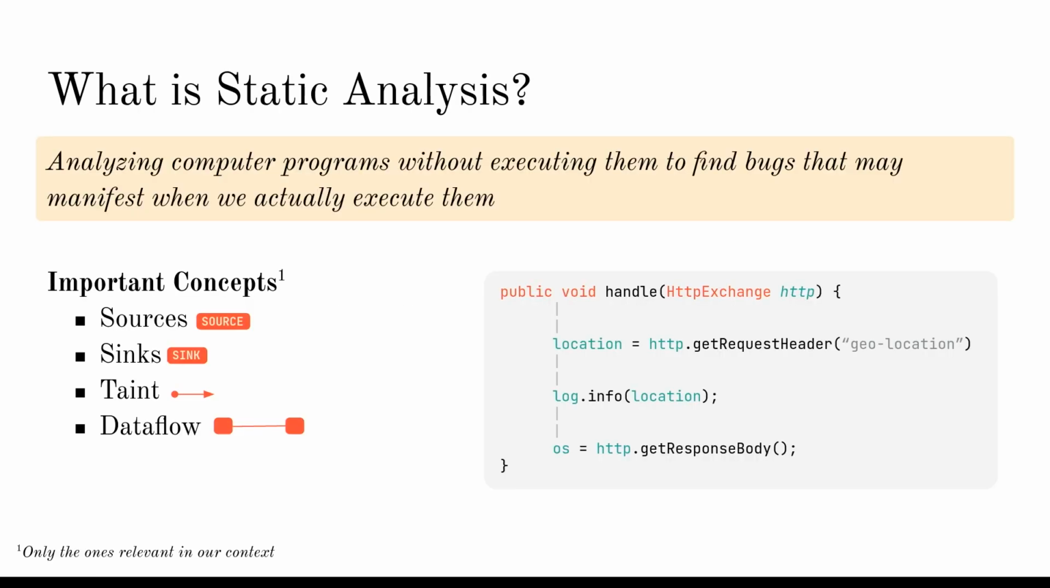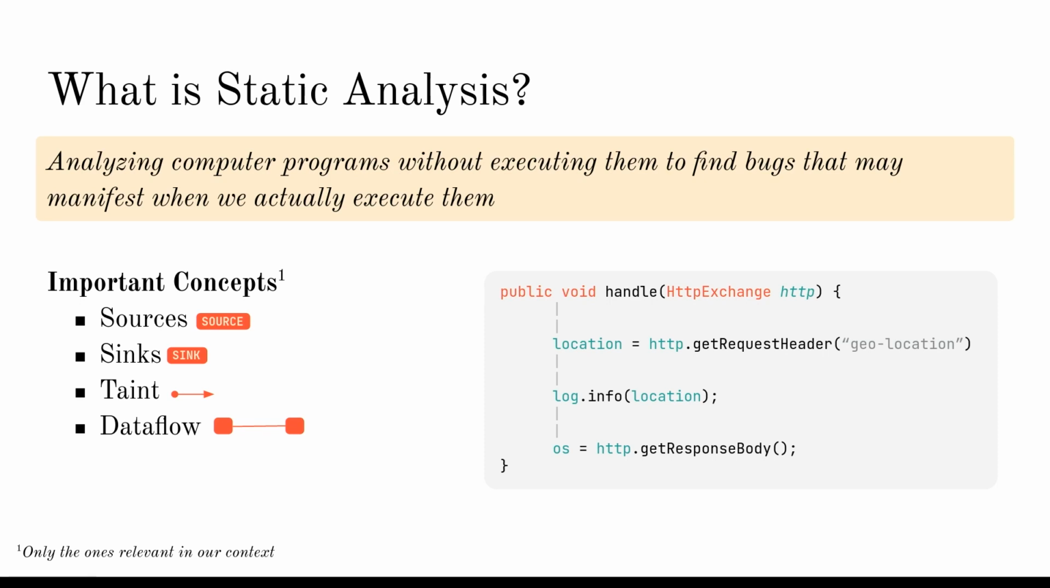So what is static analysis? It's simply analyzing computer programs without executing them so that you can find the bugs when they will actually get executed. This is magic, no? You can actually find out what's going to happen before it happens. So some important concepts that we need to know. There are many more, but these are the important ones: sources, sinks, taints, and data flows.